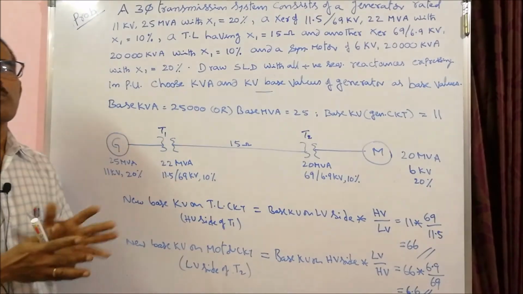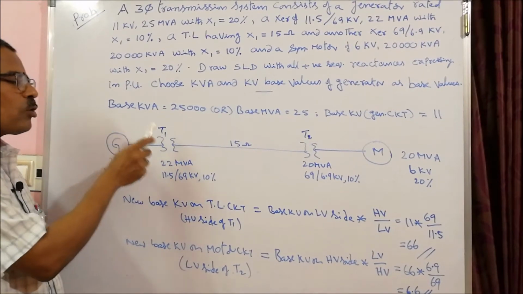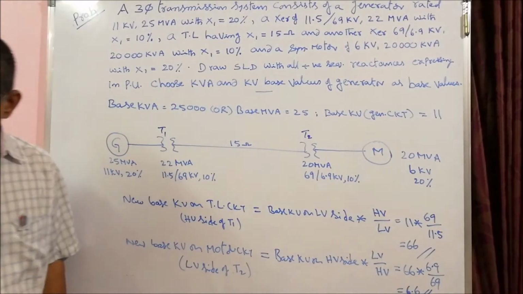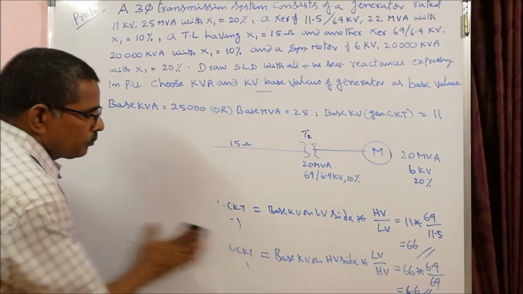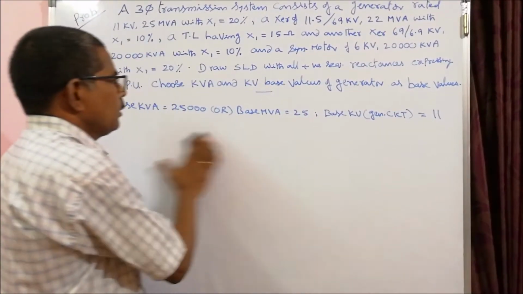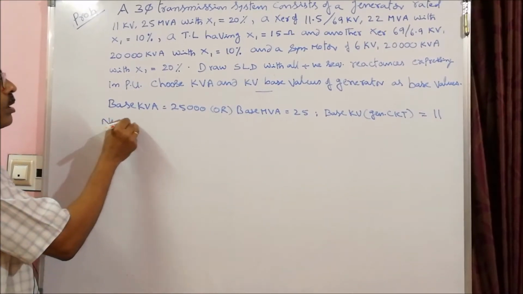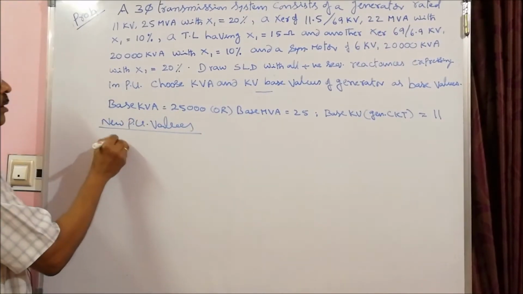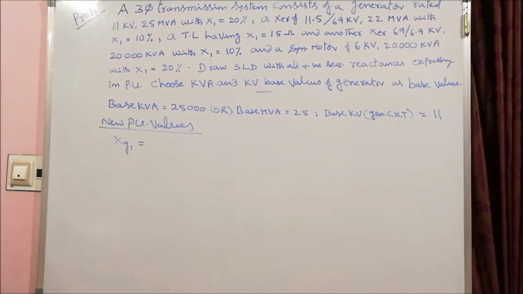So the latter part is quite simple. You need to calculate the new per unit value of the generator, the new per unit value of transformer 1, transmission line, transformer 2 and motor. Okay. So I am obtaining new per unit values. Xg1. How do you get Xg1? New per unit value of generator 1.